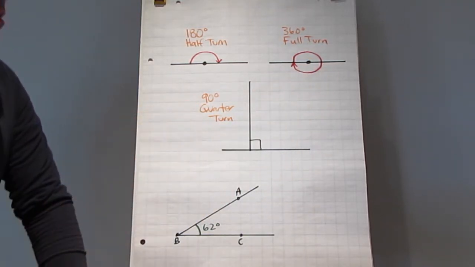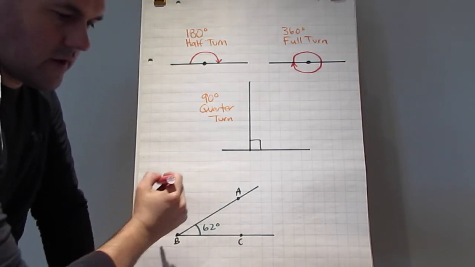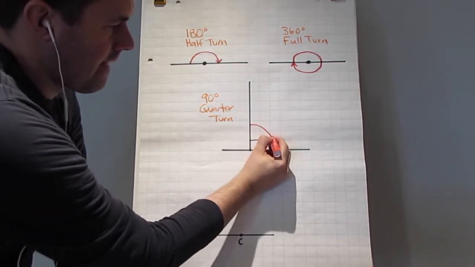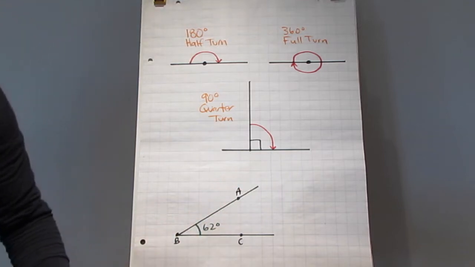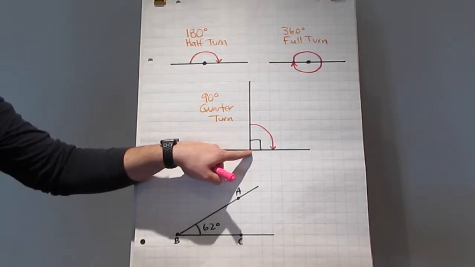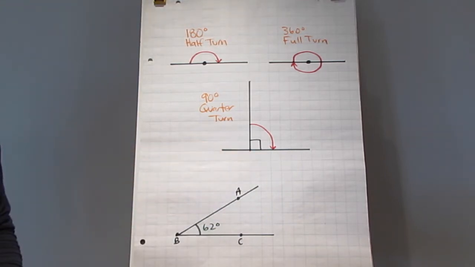If we have a 90 degree or quarter turn, we can think of having our starting point and our ending point. We know that this is also a 90 degree turn or 90 degree angle because of the 90 degree right angle geometric marking in the corner.